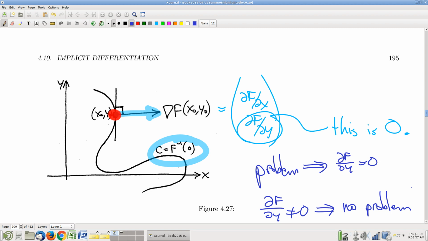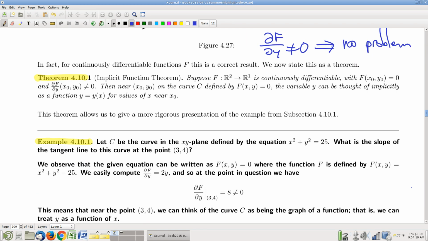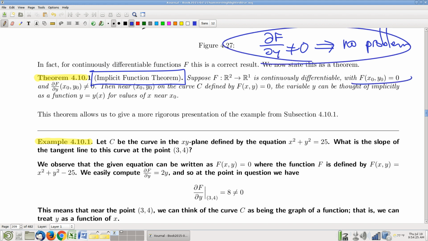So the contrapositive of this statement is whenever the partial with respect to y is non-zero, I know for sure I don't have a problem. Everything's fine, and I can declare y to be a function of x, and I can proceed with the high school calculus process with a clear conscience. So this is called the implicit function theorem. If you're looking at a level set, and if the partial with respect to y is non-zero, then y can be thought of as a function of x.